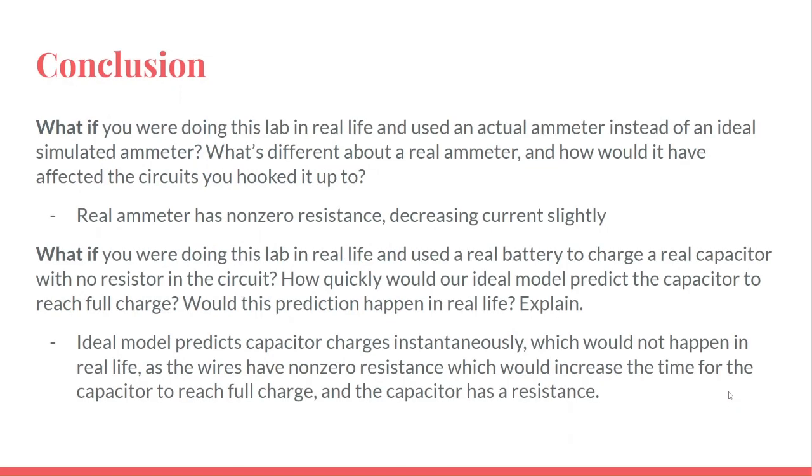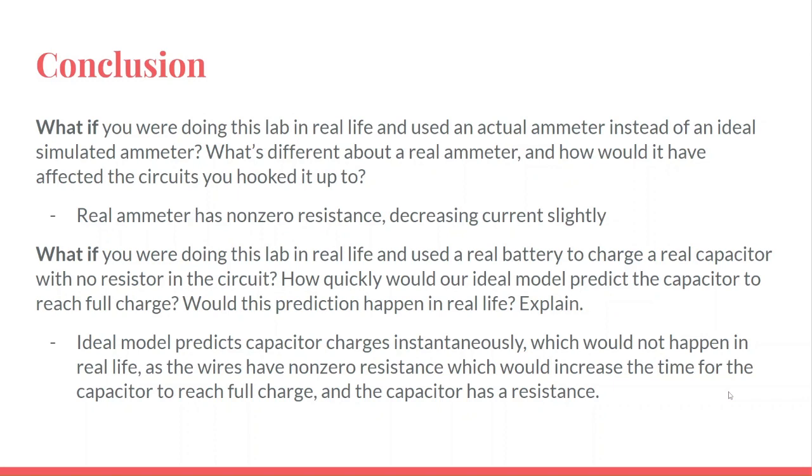So, what if we were to do this lab in real life and use an actual ammeter instead of an ideal simulated ammeter? What's the difference about a real ammeter and how would it have affected the circuits you hooked it up to? Well, the real ammeter has non-zero resistance, right? So the current would be decreased slightly. And it would not be the same value then because there's a greater resistance, lower current, wrong values then. So that's one source of discrepancy.